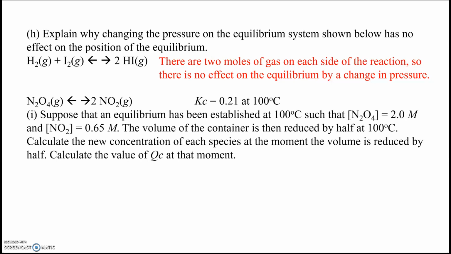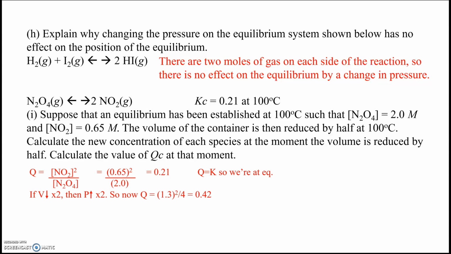All right, question I. Suppose an equilibrium has been established at 100 degrees such that the concentration of N2O4 is 2 molar and NO2 is 0.65. I reduce the volume of the container by half, and we need to calculate the new concentration of each of the species at the moment the volume is reduced. So the first thing we're going to do is calculate the value of Q at that moment. So Q is just the concentration of NO2 squared divided by N2O4. We plug in our values and we get 0.21.